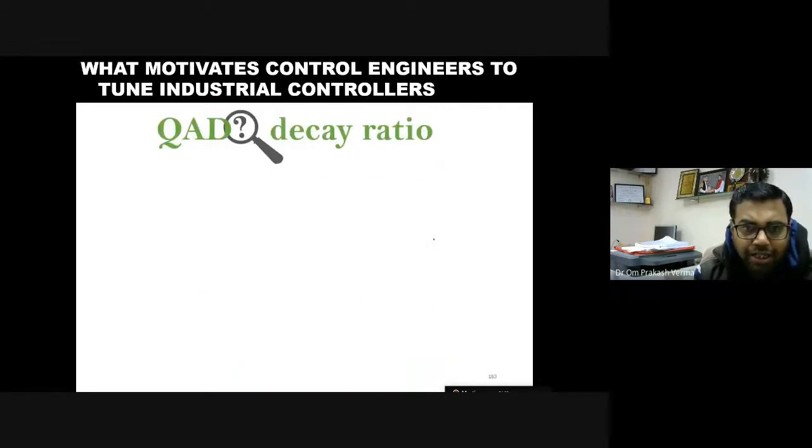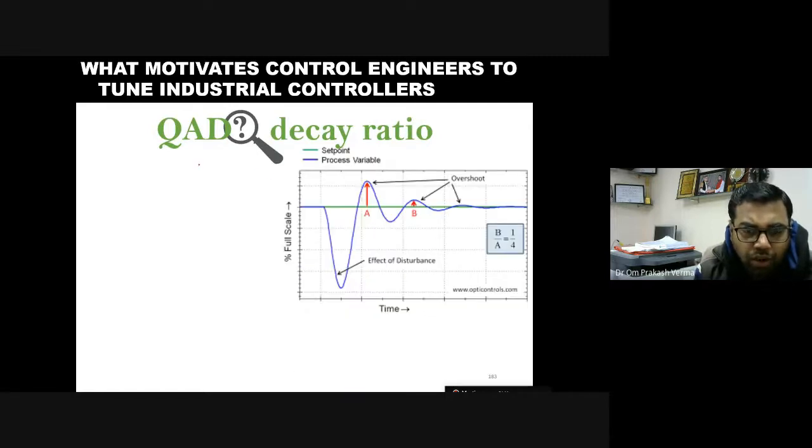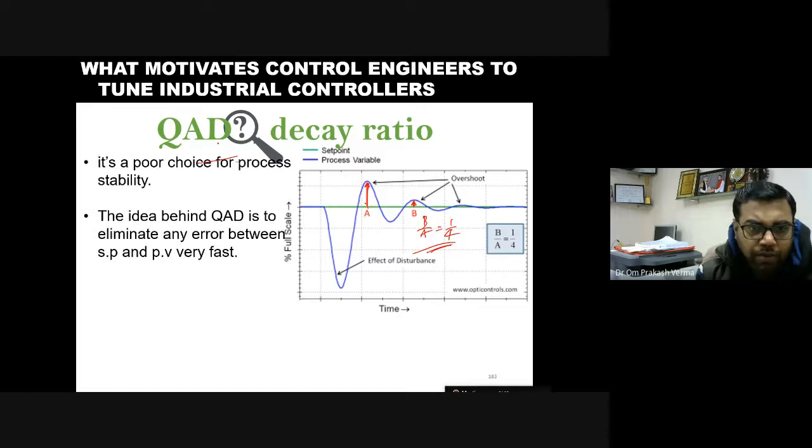Now another criteria, that is the QAD. We have already discussed, this is the QAD. The ratio of this to this is called B by A. The ratio of B by A should be 1/4, and this is the QAD, quarter amplitude decay ratio, right? It is a poor choice for process stability. Although we do not see it very much, the idea behind the QAD is to eliminate any error between the set point and the process value, right?